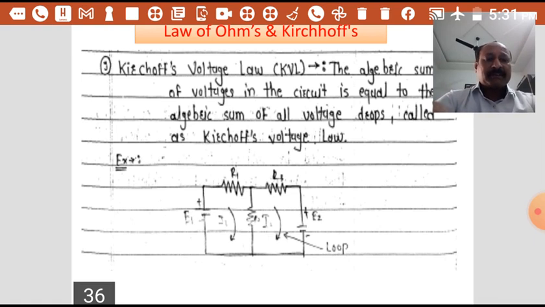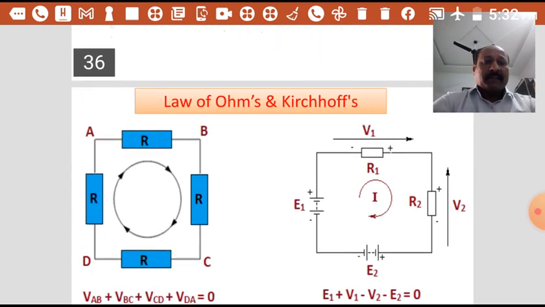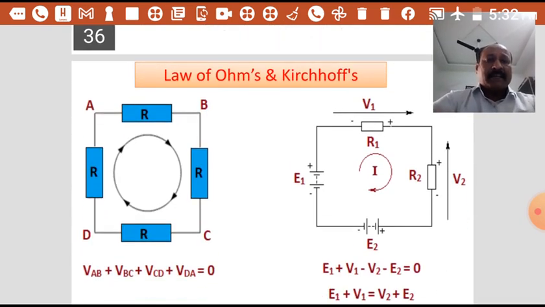So what is our aim? Our aim is to prove Kirchhoff's voltage law for this circuit. See this circuit. Between A and B there is a resistance R. Between B and C, again resistance R. Between C and D, resistance R. And between D and A, resistance R.